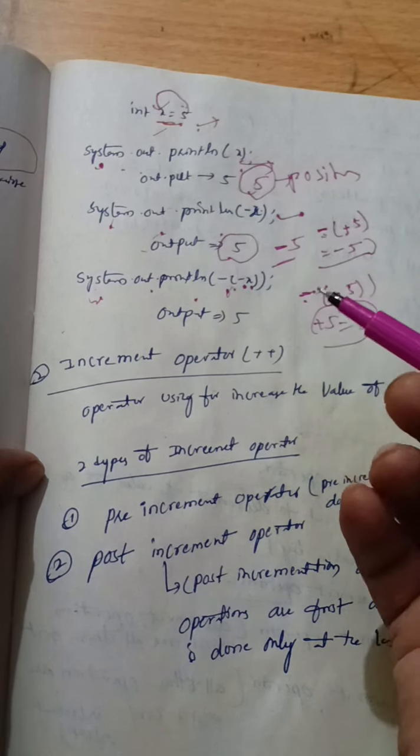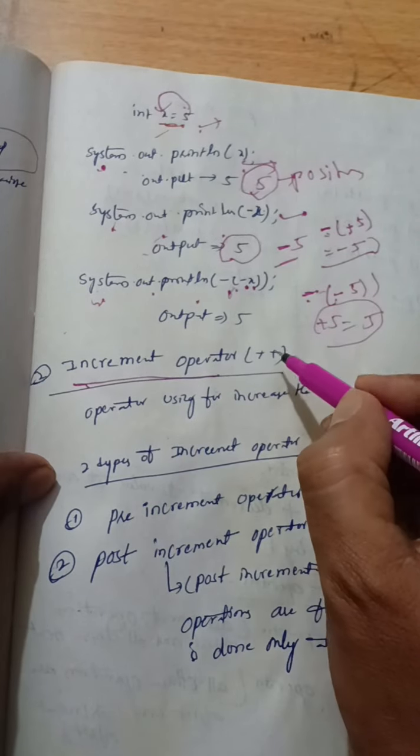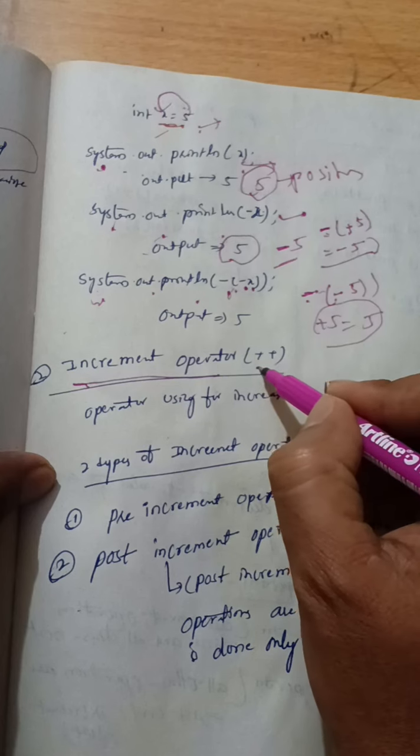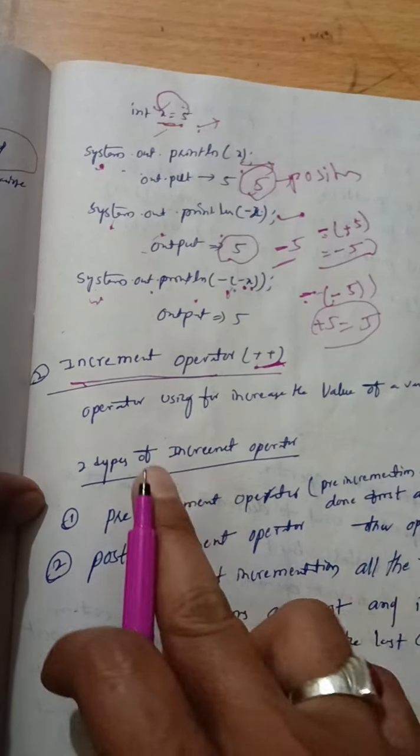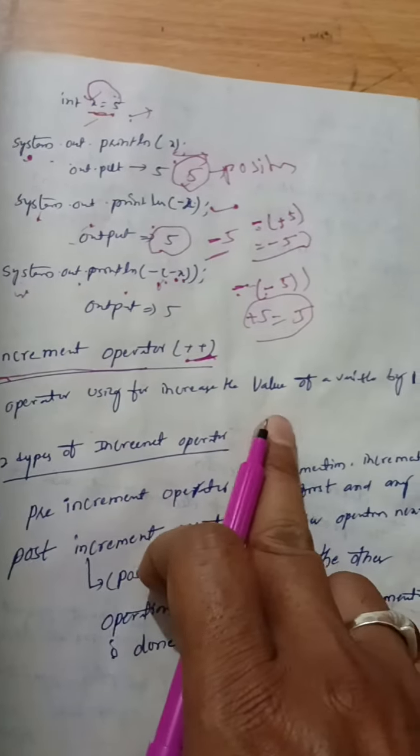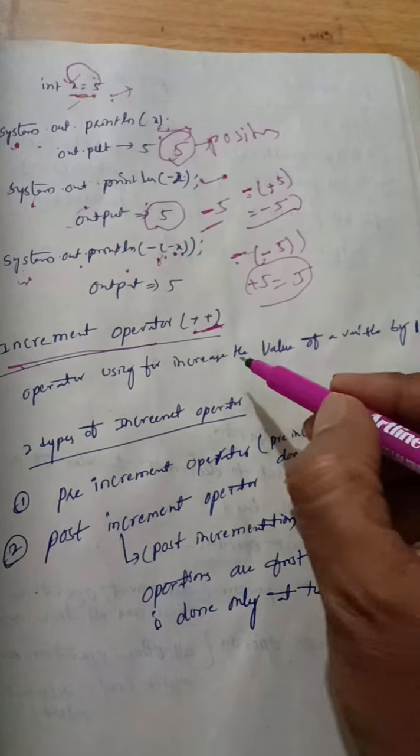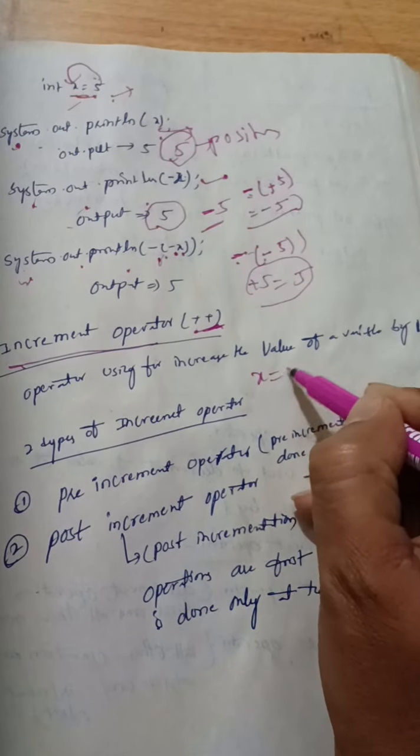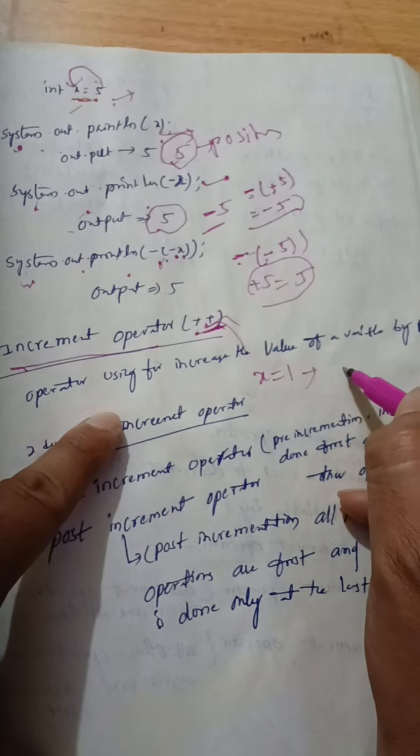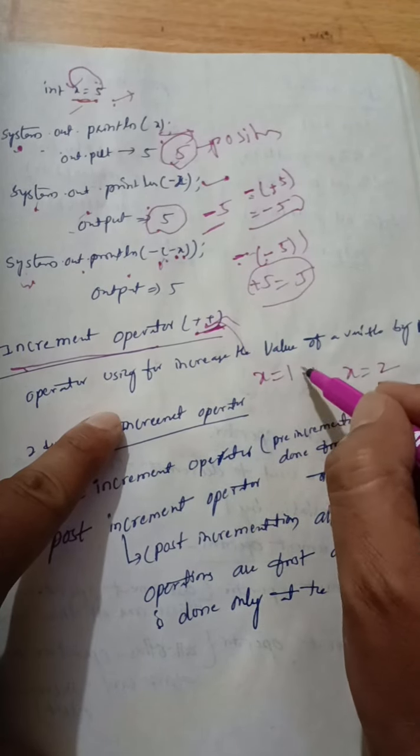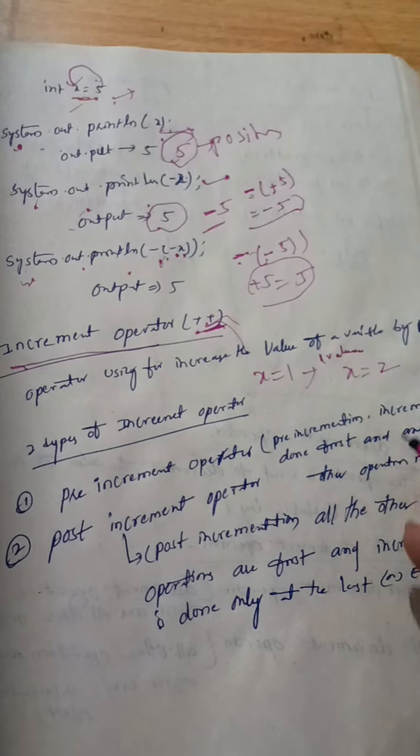Next, another type is the increment operator. The plus plus symbol is known as the increment operator. The increment operator increases the value by 1. Suppose x equal to 1; whenever we use the increment operator, the value becomes x equal to 2. Only one is added to the given number, whatever the number.